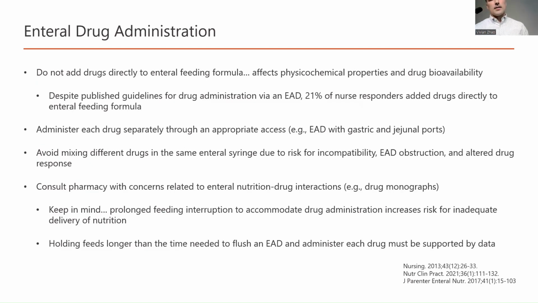You're not to add drugs directly to enteral feeding formula because it does affect the physical chemical properties and drug bioavailability, especially with open containers. And if we go back to that 2013 survey that Joe Pilato and Peggy Gunther did, 21% of nurse responders added drugs directly to enteral feeding formula. So you want to administer each drug separately through an appropriate access. So if you have a PEG-J tube, you would use the gastric port for the medication and the J port for the enteral nutrition.